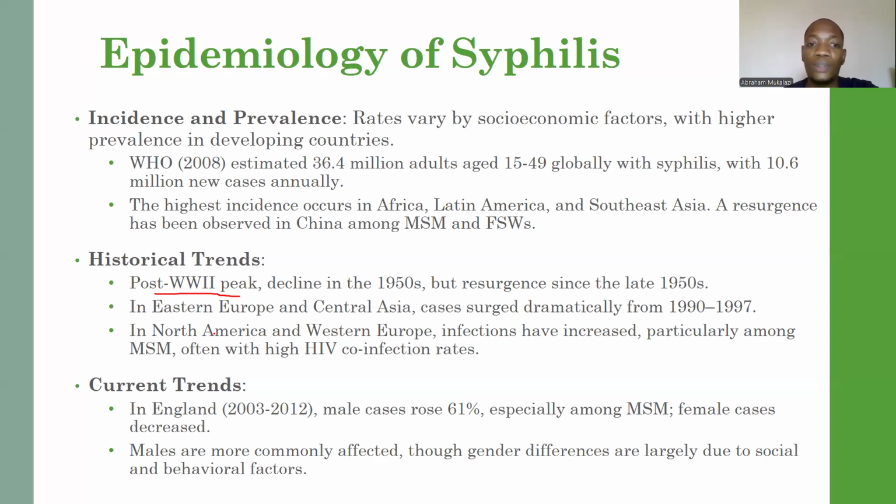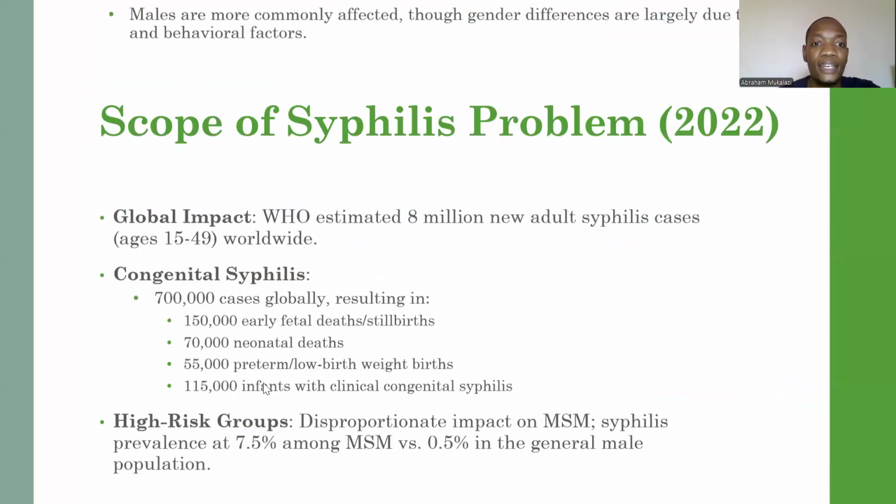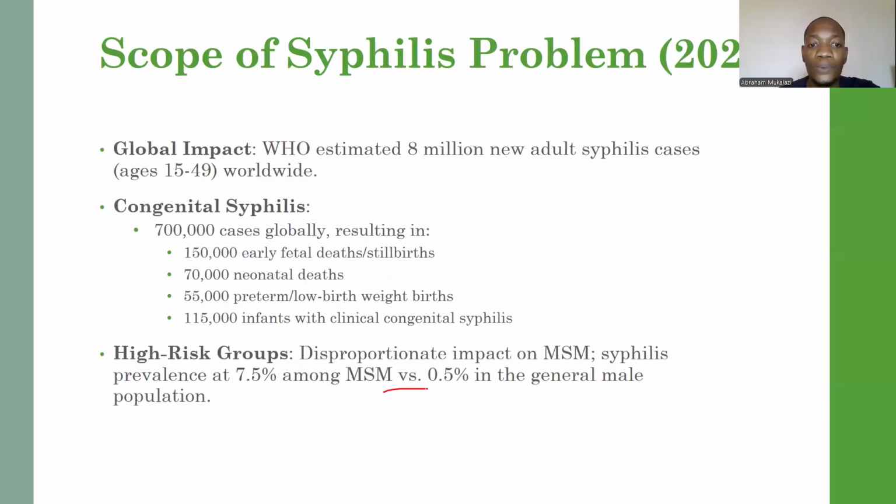So men having sex with men have particularly shown a higher incidence of syphilis, going as high as 7.5%. And this is really worrying because this is an increasing trend. And this particular group of people is actually now also getting this syphilis. So they're going to transmit it to other people, and then the cycle will continue.